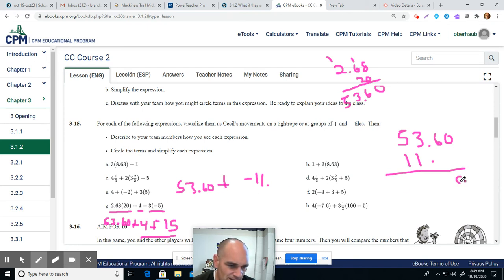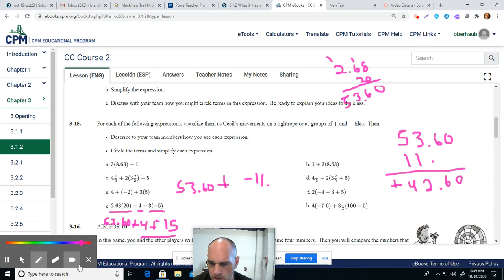Nothing minus nothing is nothing. 6 minus nothing is 6. Bring my decimal straight down. 3 minus 1 is 2. 5 minus 1 is 4. My biggest number is positive, so my answer is positive. So this became 42.60.